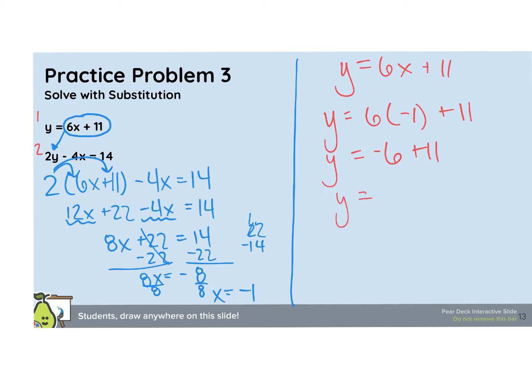I have a negative and a positive, so I subtract. 11 minus 6 is 5. I have more positives than negatives, so it's positive. I think the answer is negative 1, 5. Next slide, we'll check.